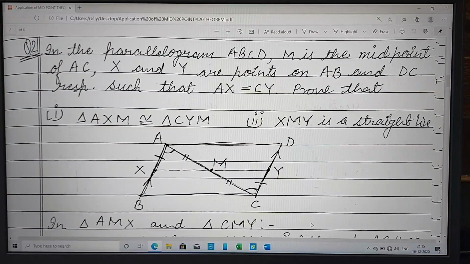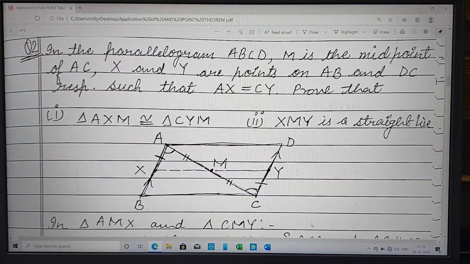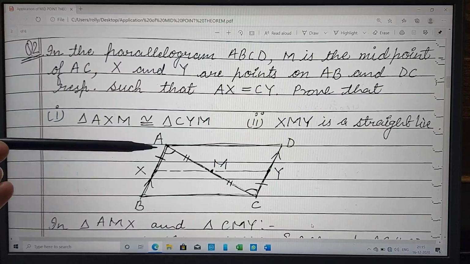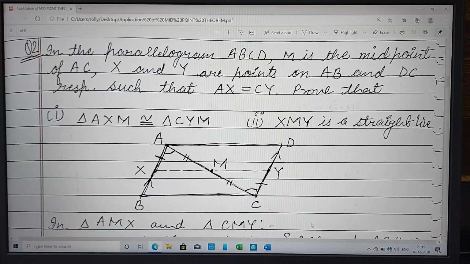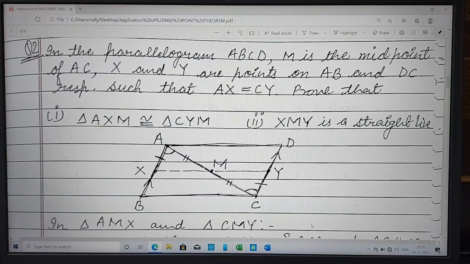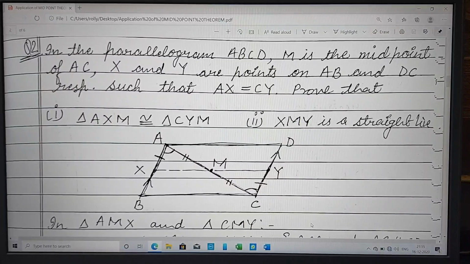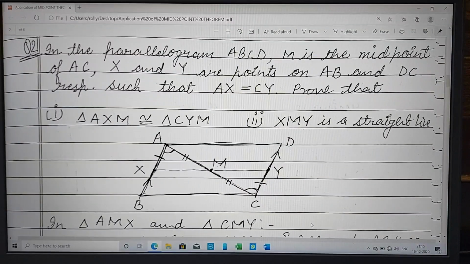So for congruency we require three conditions. Every axiom has three conditions. So here AX is equal to CY, this is given. M is the midpoint of AC, this is also given. So AM will be equal to CM. So we have got two sides. If we have two sides, then we can apply two axioms. Either SSS or SAS can be used. Fine. For SSS, the third side, we don't know anything about MX and MY. So we cannot apply SSS.